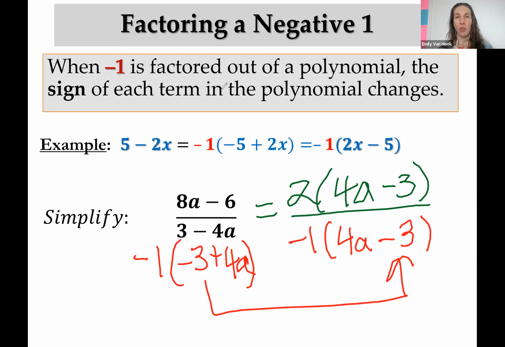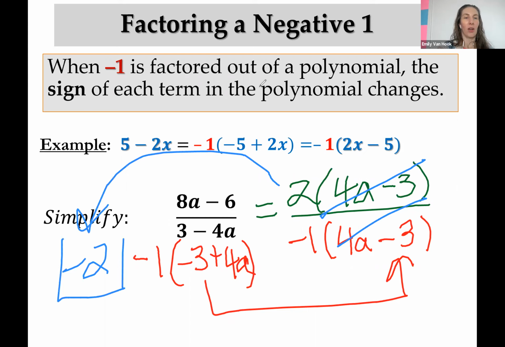So now we have 2 times 4a minus 3 over -1 times 4a minus 3. So now we can cancel out the 4a minus 3. Our final answer, 2 over -1, really becomes just -2 for the very final answer. So we're taking 2 over -1, and then we're canceling. Okay, so that's all we got here.